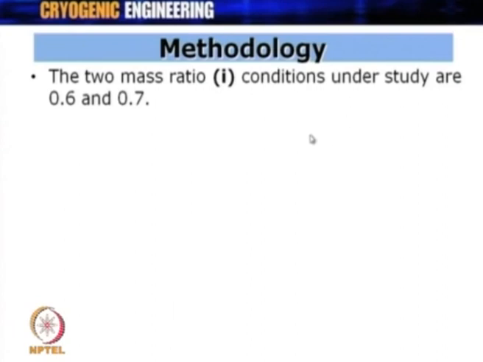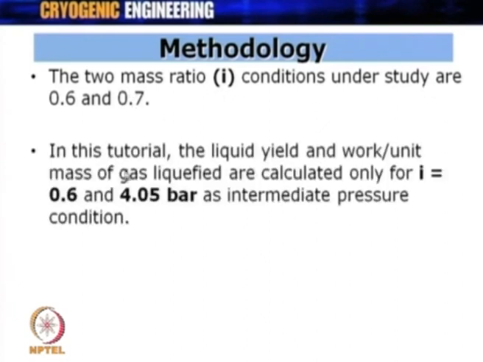The methodology for solving in this class: the two mass ratios I under study are 0.6 and 0.7. In this tutorial, I am not going to repeat the calculations for each of these values. I am going to demonstrate how to calculate these values for one pressure and one I value. What I expect you to do is carry out this exercise further for all the pressures and for both values of I, 0.6 and 0.7.